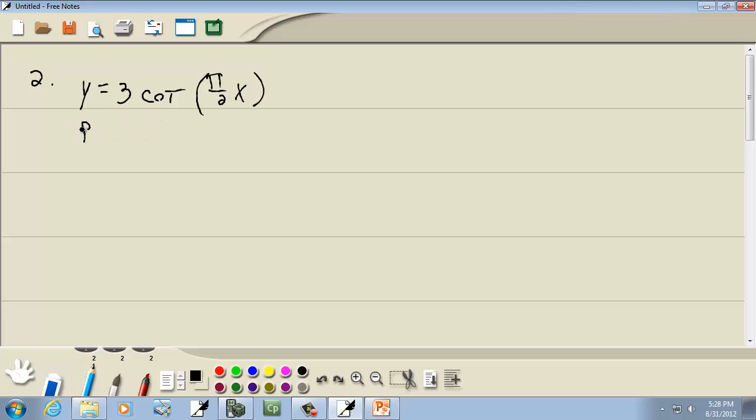Okay, so first thing we need to do is find our period. Now our period is going to be pi over b, and b is whatever number is before your x, so this is going to be pi over pi over 2. Again, if you have a single fraction in the denominator, you can flip it, take the reciprocal of it, and multiply it times the top part. The pi's will cancel, and we get 2, so that's our period.